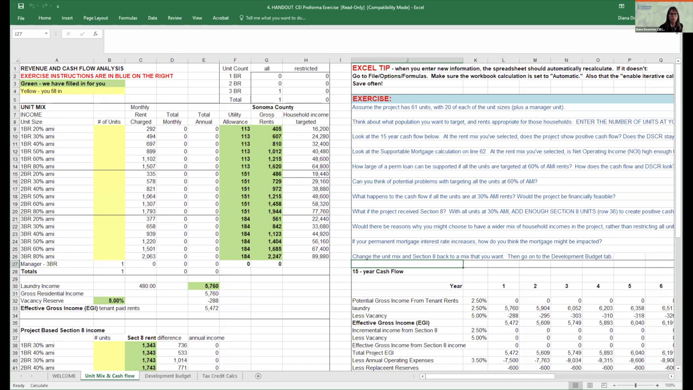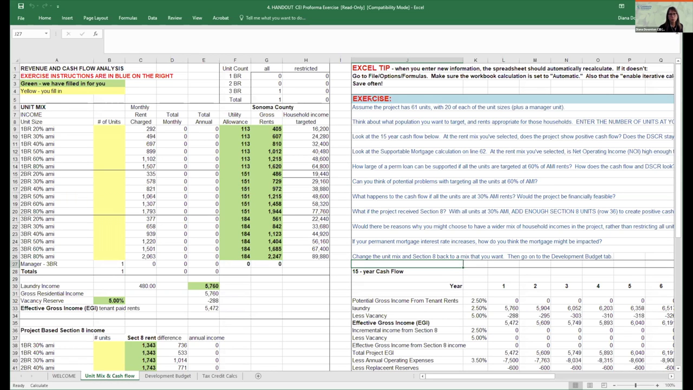Okay. So there are three tabs in the Excel workbook: the unit mix and cash flow, the development budget, and the tax credit calcs. The way that this is formatted is that the areas that are highlighted in yellow are where you are meant to input information. The green areas are just areas that we've already filled in for you.